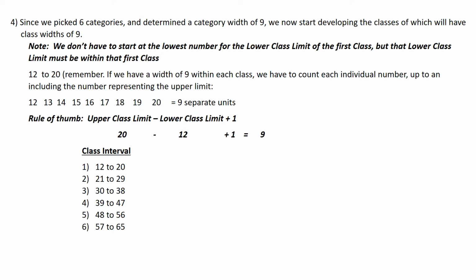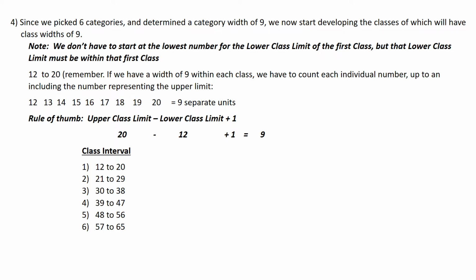Now, as I said, we picked 6 categories, and that width was 8.83, but we rounded up to 9. So now we're going to develop the classes. We don't have to start at the lowest number for the lower class limit, which is 12 in this case. But that lower class limit must be within the first class. I could start at 10, as long as that lowest one, the 12, is in there, that's fine. But in this case, I'll start at 12.